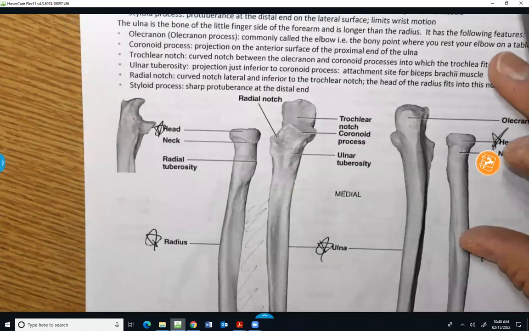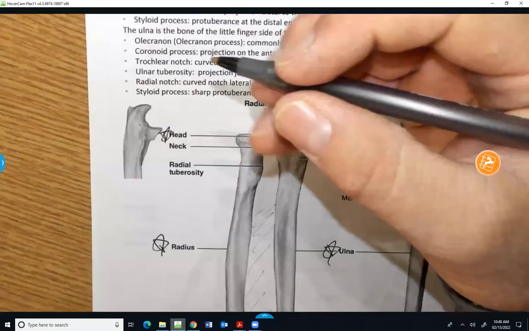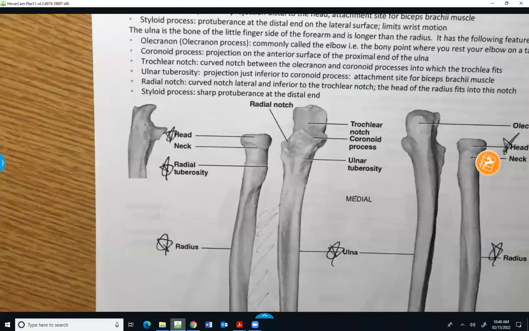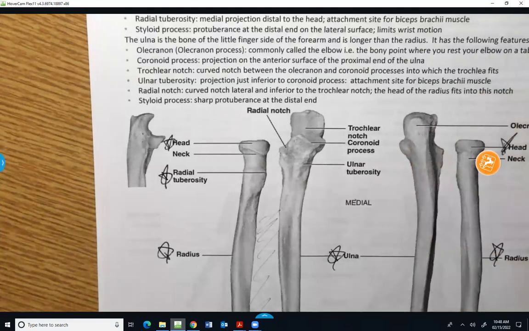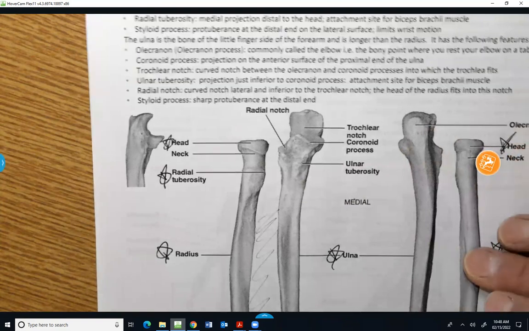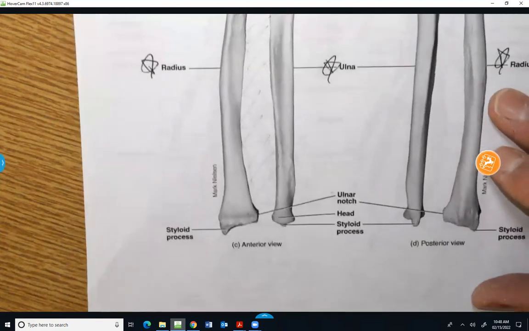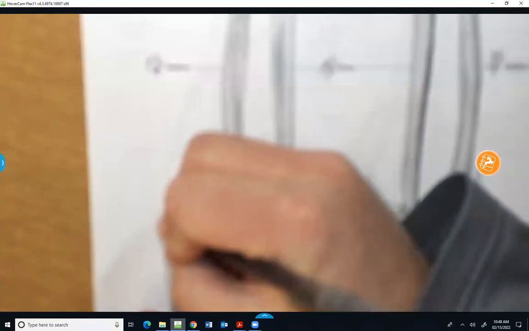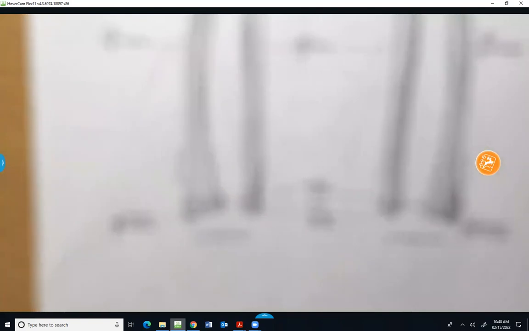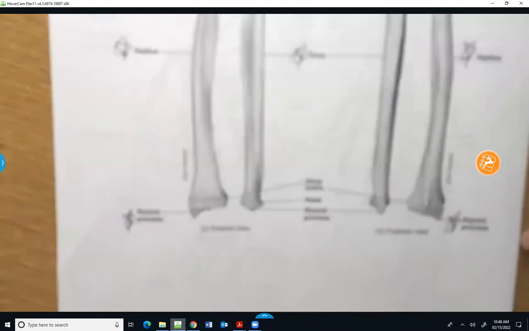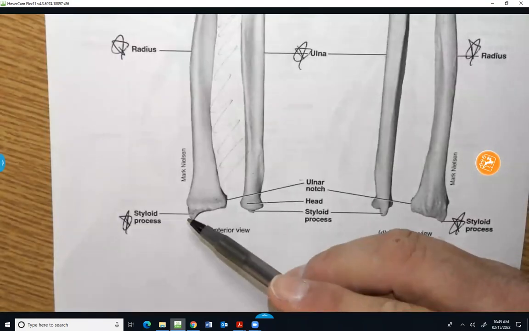Next structure of the radius I want you to highlight is the radial tuberosity. It's a little bump, very nicely shown on the anterior view. It's the attachment site for the biceps brachii muscle. Don't worry about the neck. Final structure of the radius I want you to highlight is the styloid process. The styloid process is this little point.